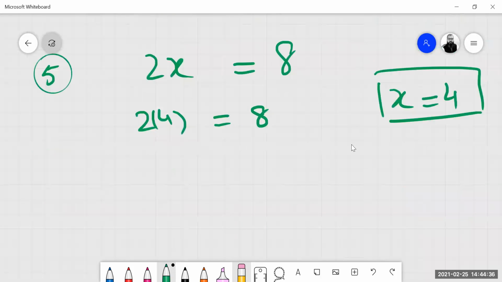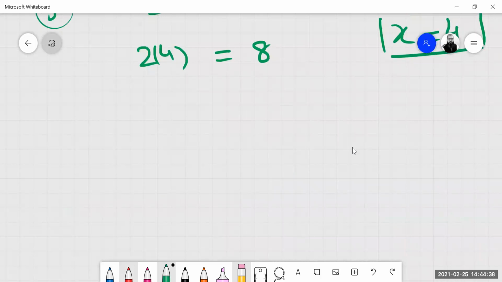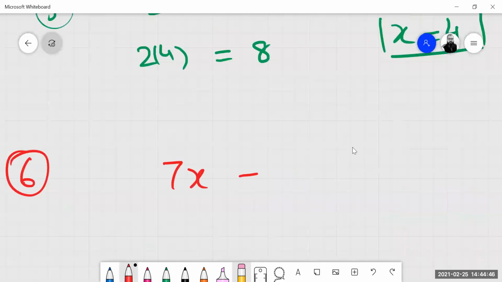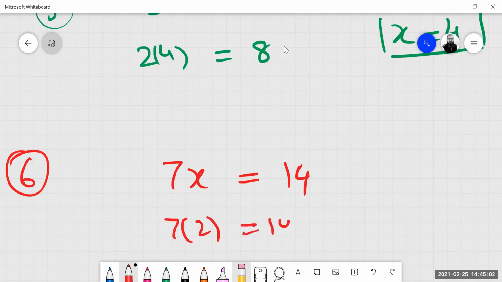Number 6. If a number is multiplied by 7, the result is 14. 2. Multiply 2, yes. X is equal to 2.